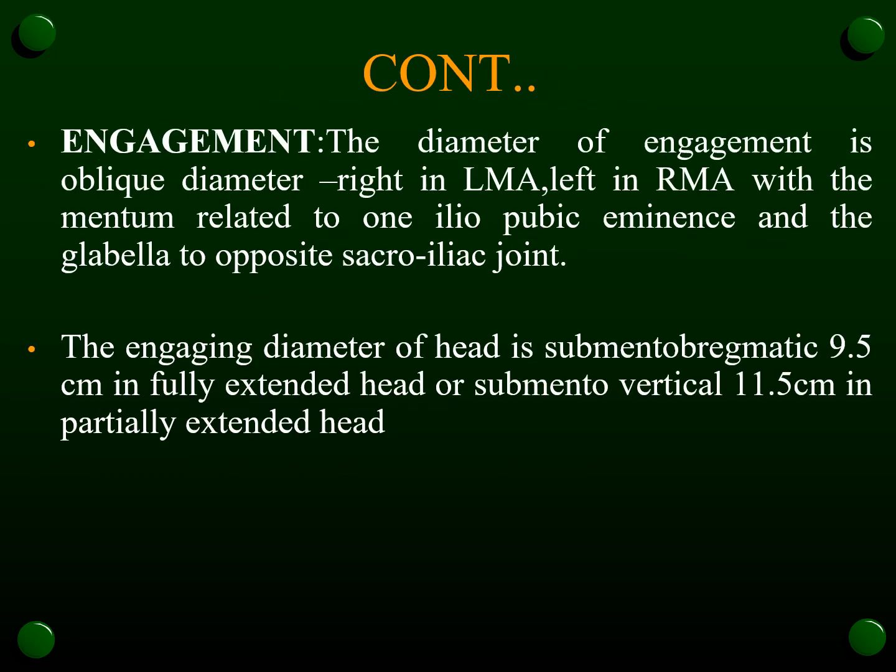Now let us see the cardinal movements or the positional movements. In that, first one is engagement. The diameter of engagement is the oblique diameter. In the case of left mento-anterior, it enters into the right oblique diameter of the pelvis, and in the case of right mento-anterior, it enters into the left oblique diameter of the pelvis. The mentum will be pointing towards the iliopectineal eminence. In LMA, it is pointing towards the left iliopectineal eminence, in RMA, towards the right iliopectineal eminence. And the glabella will be to the opposite sacroiliac joint.